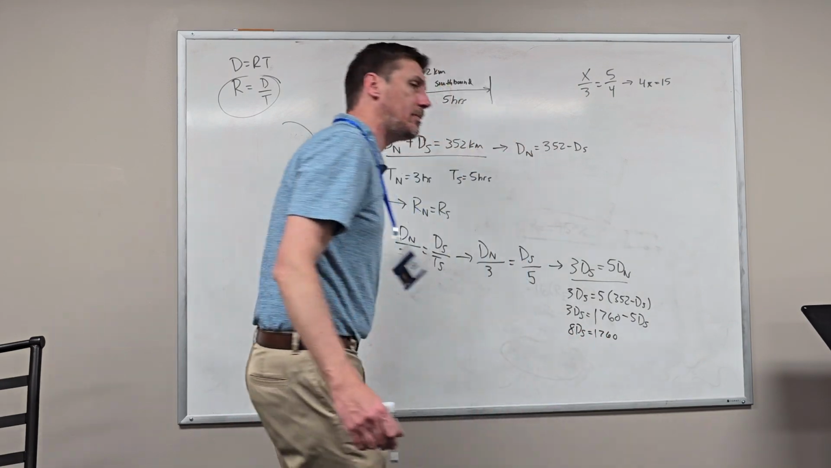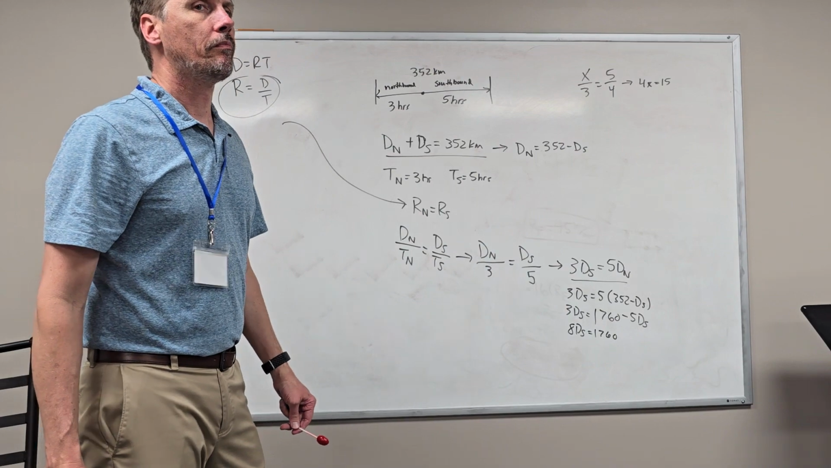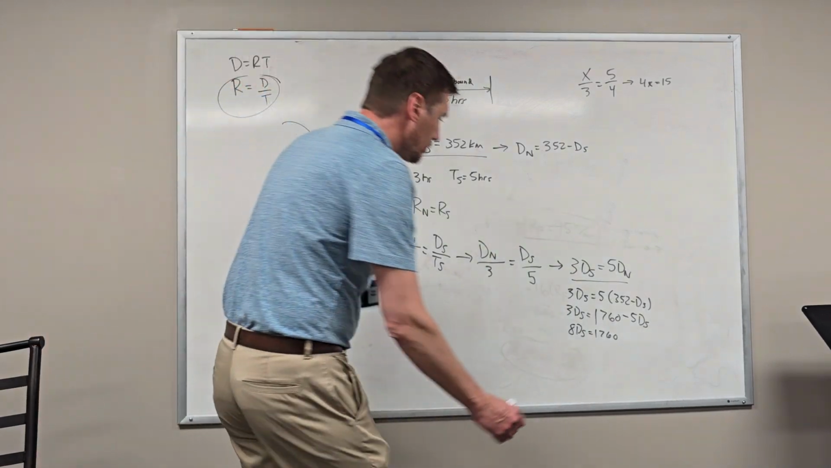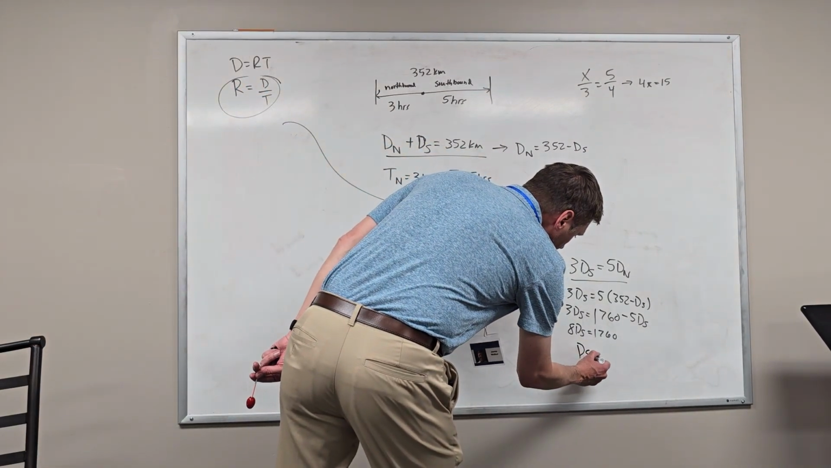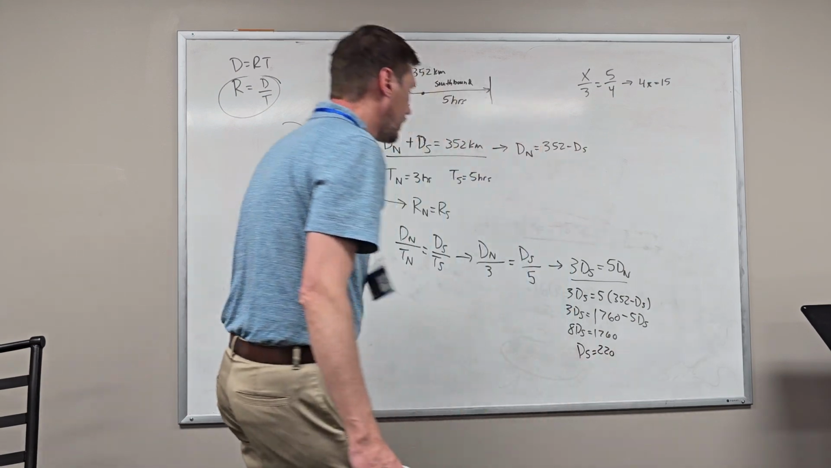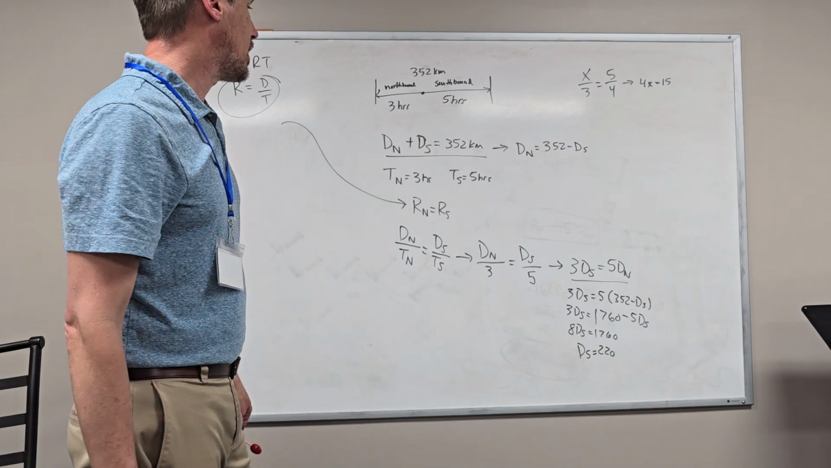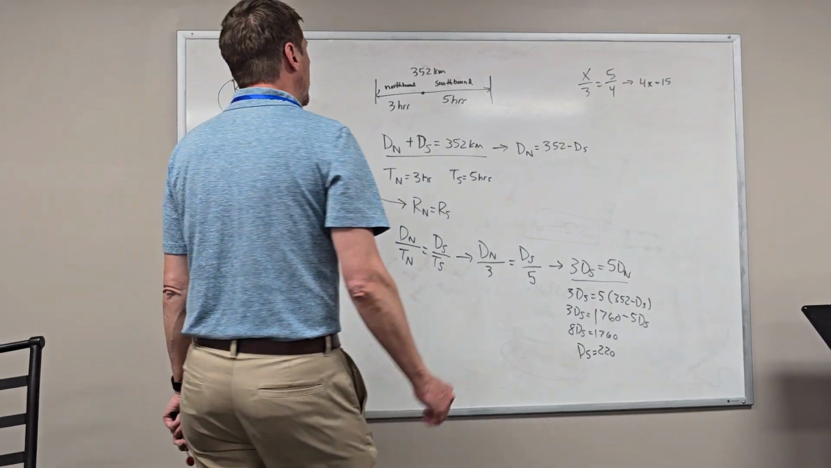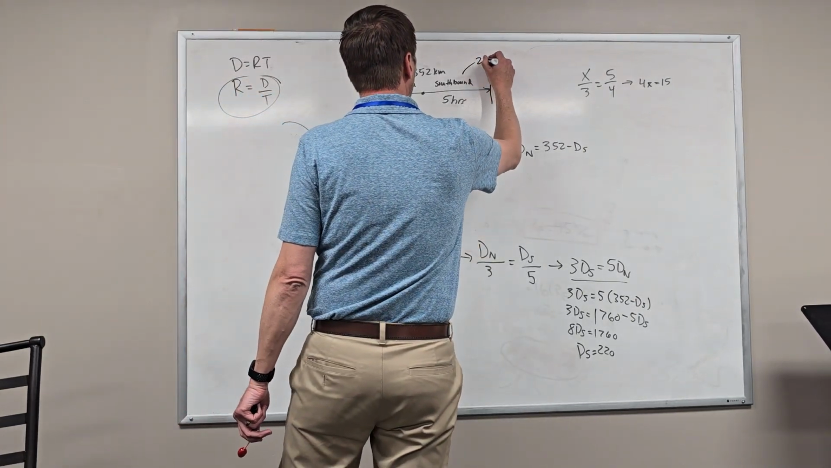What's 1,760 divided by 8? 220. All right, so the distance that the southbound bus traveled was 220. All right, 220 kilometers.